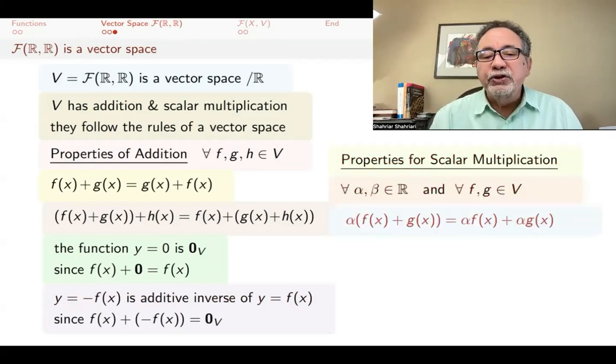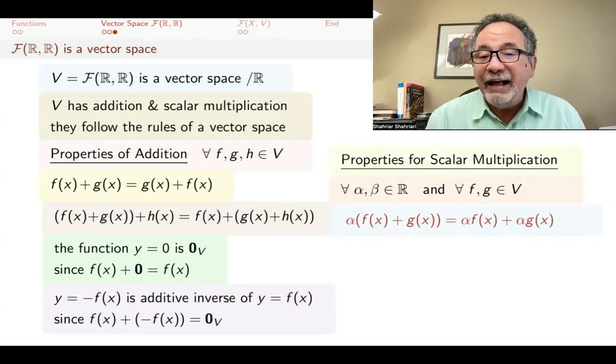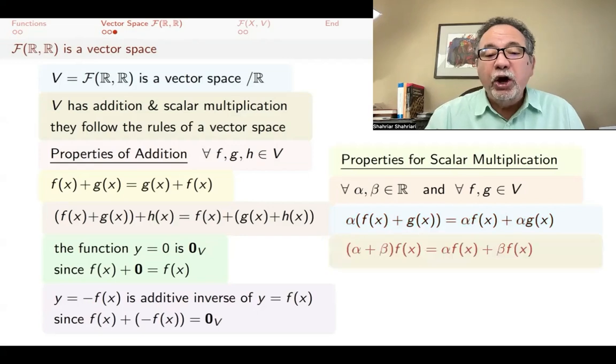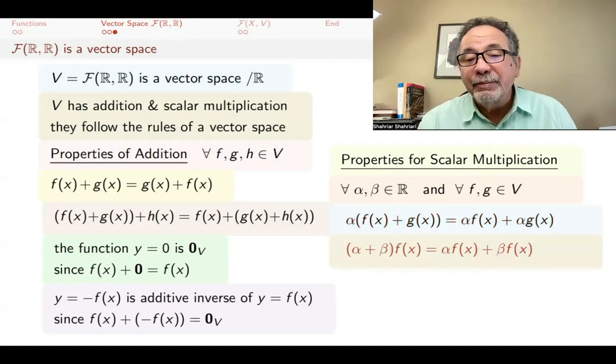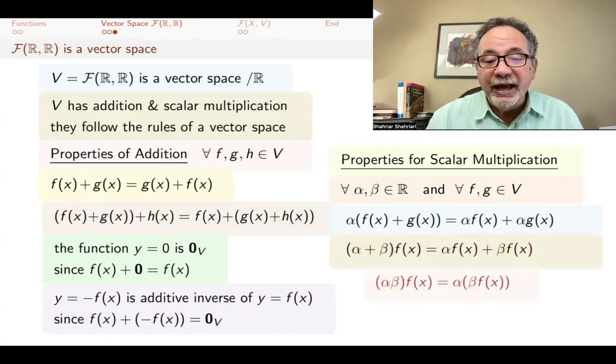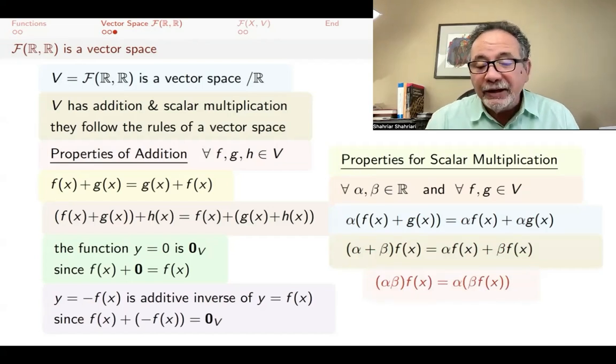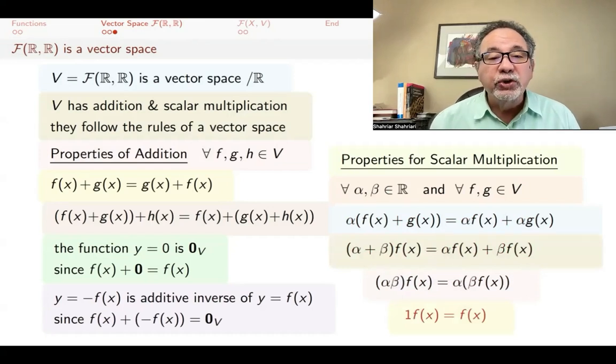For example, if you take a scalar, real number alpha, and multiply it by f of x plus g of x, you can distribute that in, and you get alpha f of x plus alpha g of x. Also, alpha plus beta, two scalars, times f of x is the same as alpha f of x plus beta f of x. You can also distribute the scalars in that way. And alpha beta times f of x is the same as alpha times beta f of x. And finally, the most silly of all, if you take the number 1 and multiply it by a function, you get your function back.